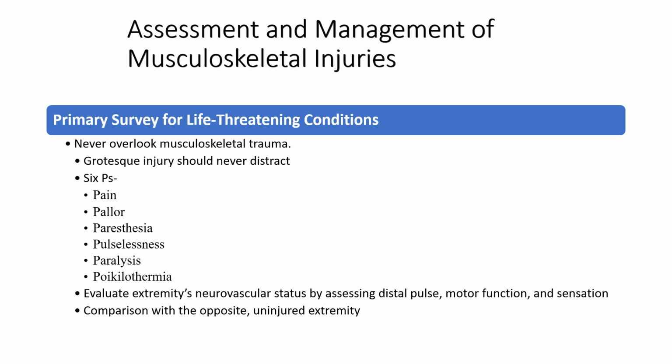So we're going to first check our primary survey, looking for life-threatening conditions. Never overlook musculoskeletal. We can take a look at it, make sure it's there, and we might have to go back and treat it or splint it when we get a chance. We don't always get a chance in our immediate life threats. Grotesque injury should never distract. Easy to say, harder to do sometimes.